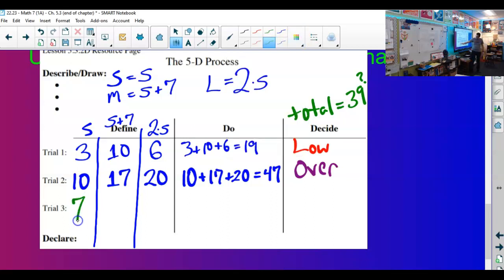I'm going to change colors so it's easier to read as we go across. If the short side is 7, what's 7 plus 7? 14. What's 7 times 2? 14. Uh-oh. Is this three different side lengths?